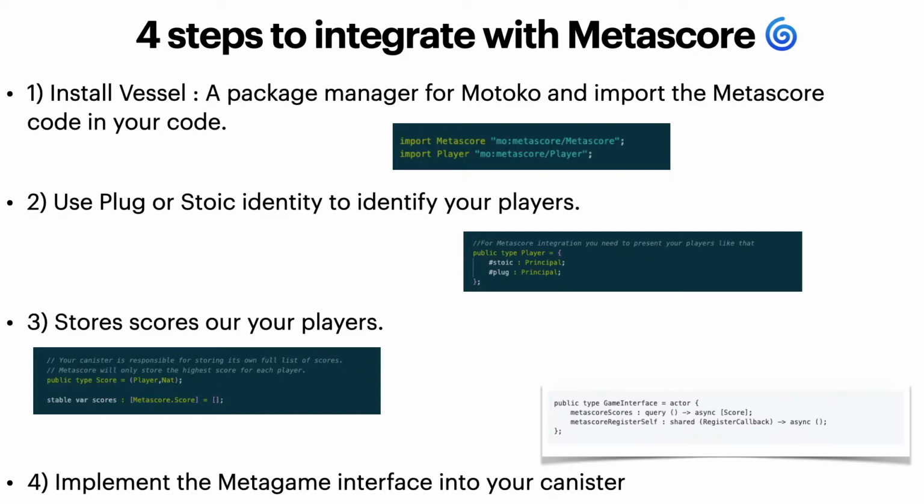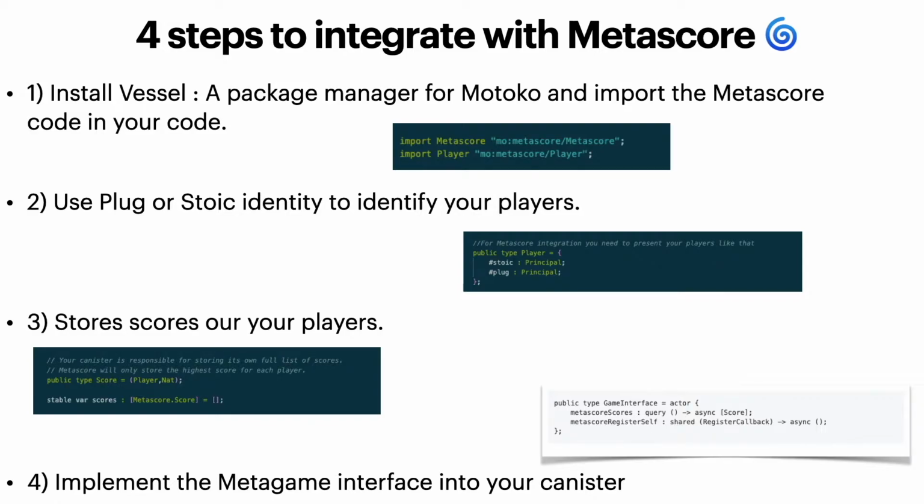So here's the public type player. A player is either a Stoic or a Plug with a principal. And currently we don't support Internet Identity because for each application, the Internet Identity principal is different. So that would be very complicated for us to track players across different games, but we may implement that in the future.